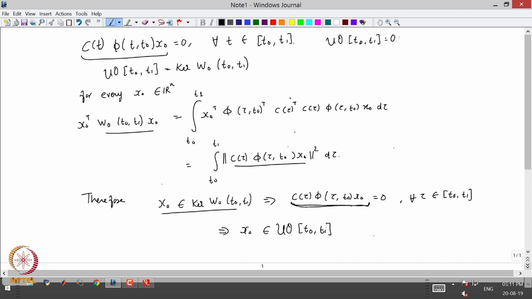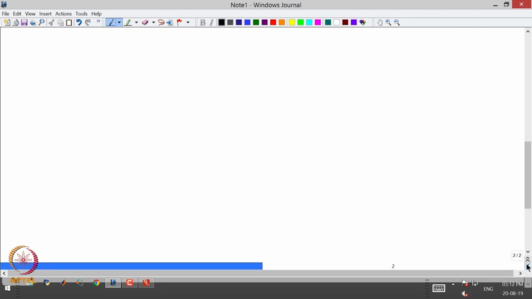So what is this subspace? This subspace is the unobservable subspace. Okay, so that concludes the first part. Whenever x0 is in the kernel of WO, the observability Gramian, it also belongs to the unobservable subspace. Now, the second part of the proof. Conversely, we start by assuming that x0 belongs to the unobservable subspace.